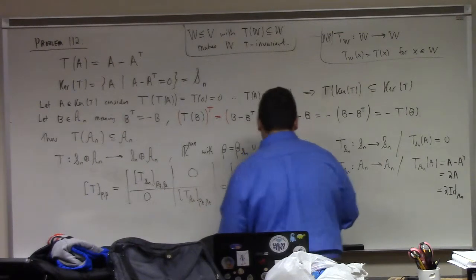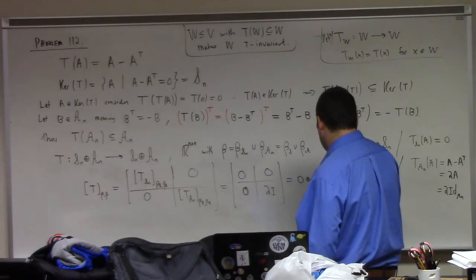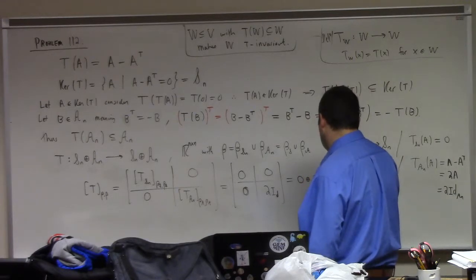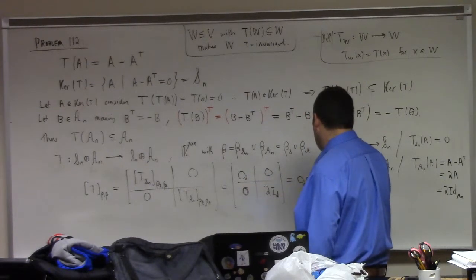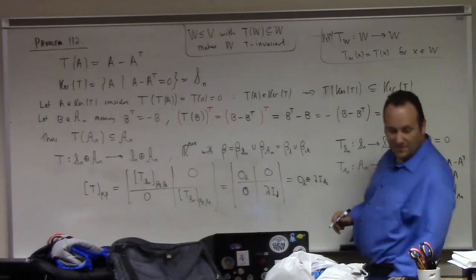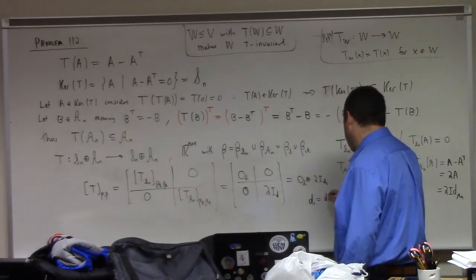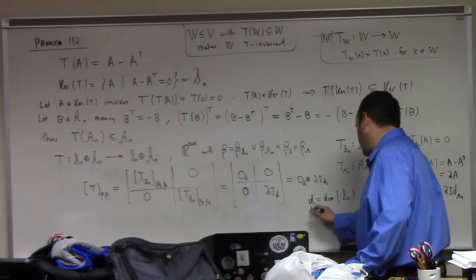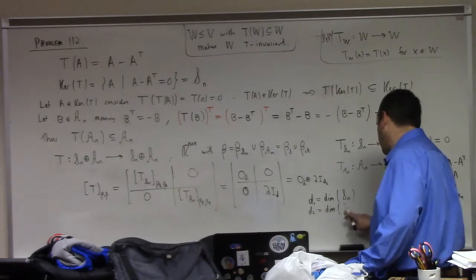Now, what's the size of the identity? Let's say D1 and D2. What's D1 equal to? What's D2 equal to? D1 would be the dimension of Sn here. D2 would be the dimension of An, in terms of the size of these things.